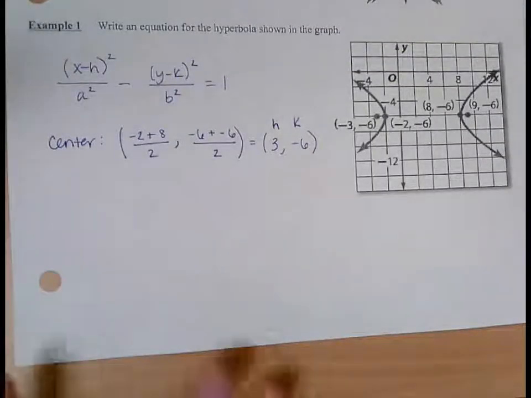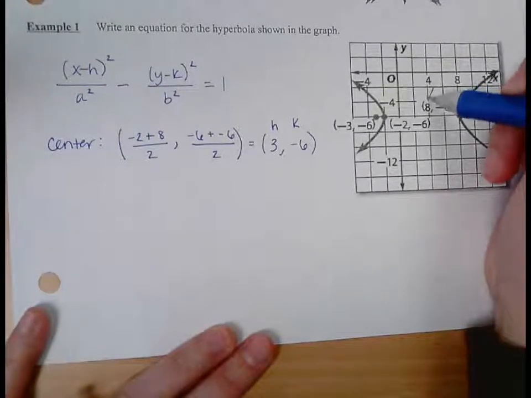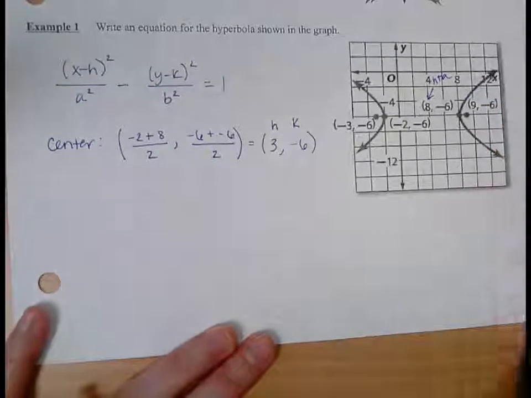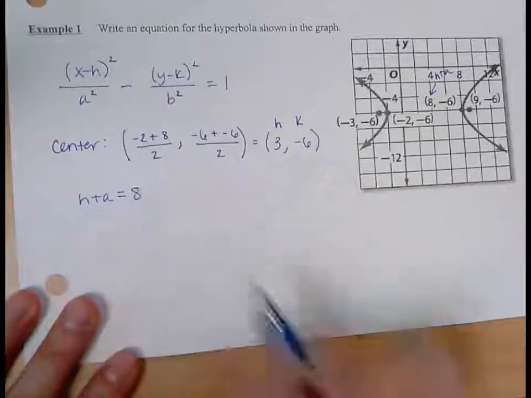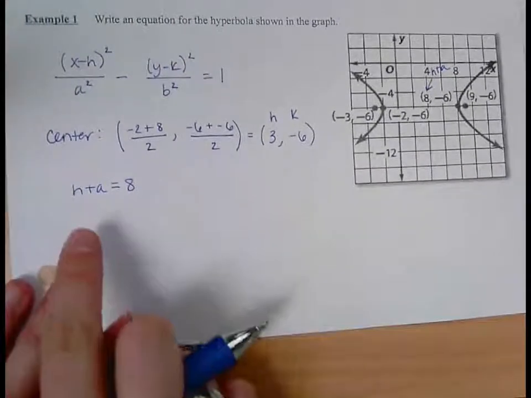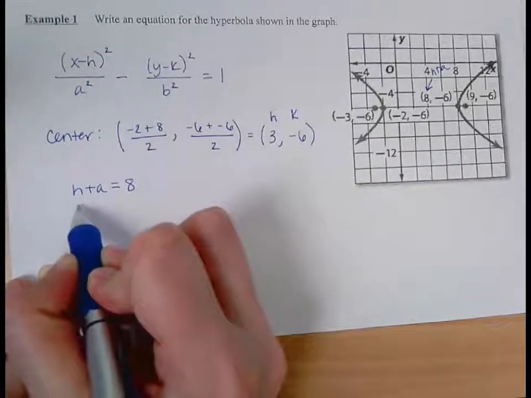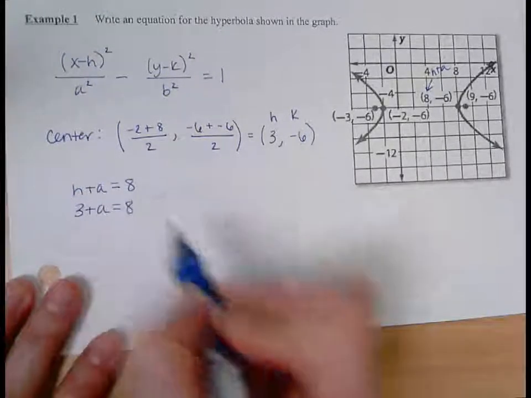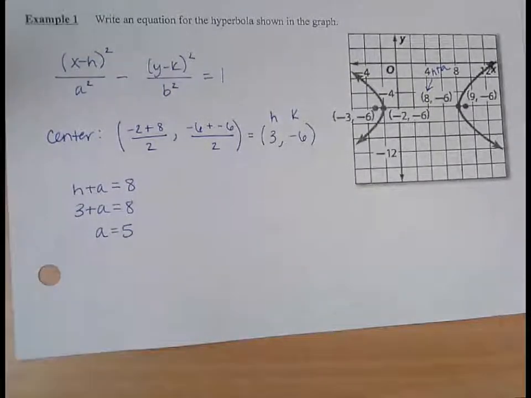So if we used h plus a, I'm just going to make a note on here. The rightmost vertex, the x-coordinate is h plus a. So I know that h plus a should equal 8 in this case. And I can substitute for h now that I know h. So h is 3. 3 plus a equals 8. That means if I subtract 3 from each side, a is 5. Okay, so I have h, k, I have a.